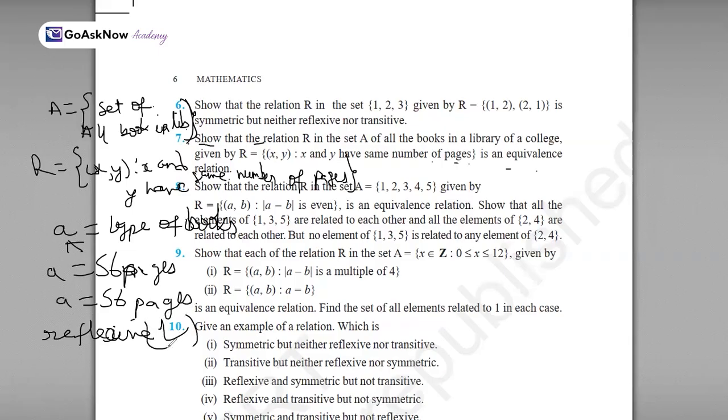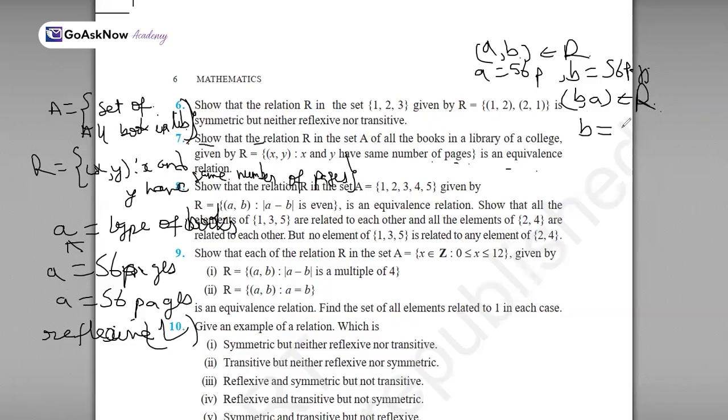Now, if I have two books like A and B, A has 56 pages, B has 56 pages. So if A comma B belongs to capital R, it means that B comma A also belongs to capital R for each A and B. Why? Because if A comma B has the same pages, B comma A must have the same pages. B is also equal to A. So the relation is also symmetric. Symmetricity is following here.